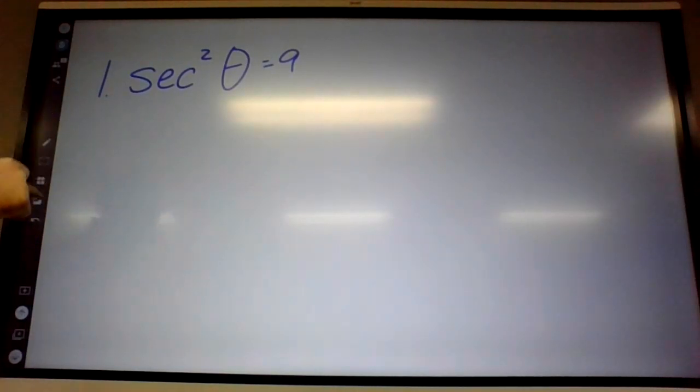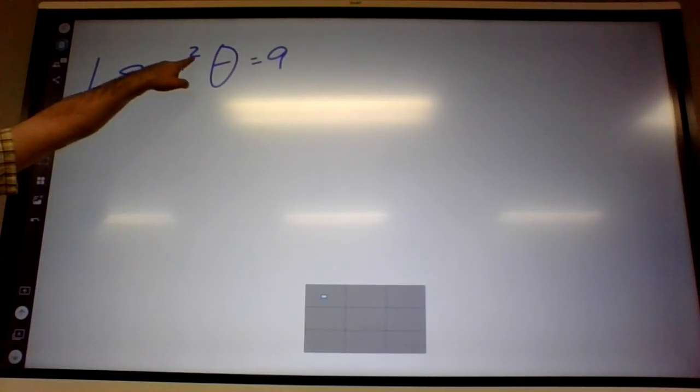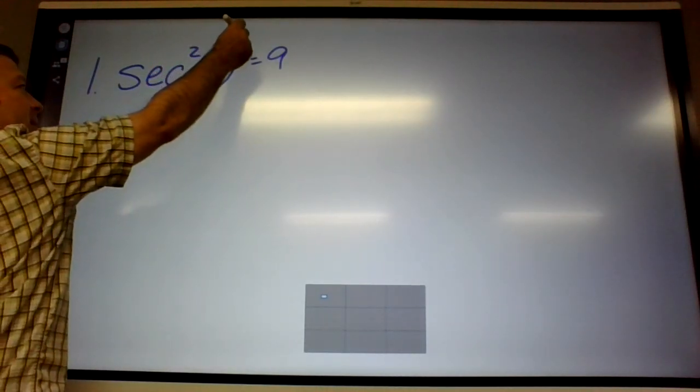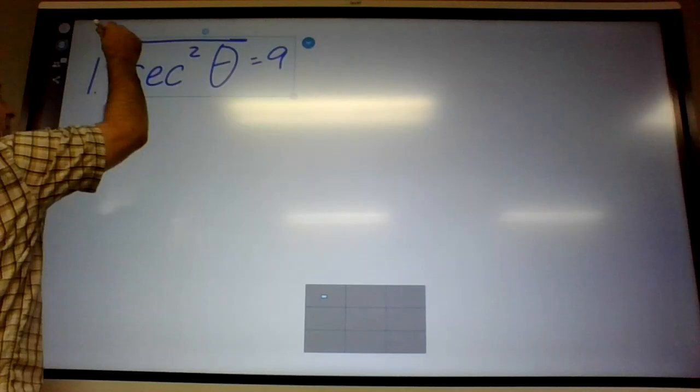Okay, we're just solving for theta here. No problem, right? Any guesses what we're going to do first? Squared. I'm not graphing. Okay, how do we get rid of the square? Square root.